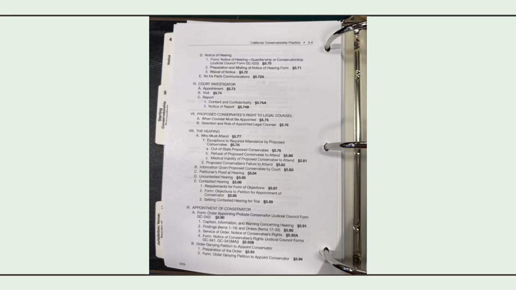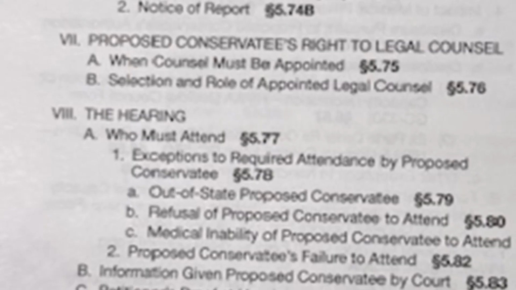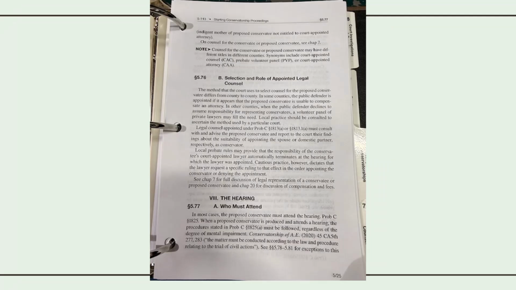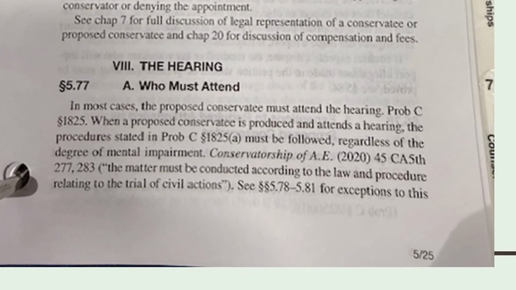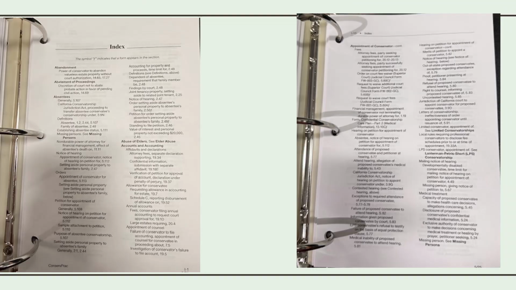I've turned to Chapter 5, and I can see there's a more detailed table of contents at the beginning of the chapter. So I've started scanning through it, and I can see that Part 8 is about the hearing. And under that, it says A, who must attend, and it refers me to section 5.77. That's what I'm interested in, so I'm going to turn there. And I've turned to that section, section 5.77, who must attend the hearing, and it goes on to the next page. Here I can find the answer to my question. That was the table of contents approach.